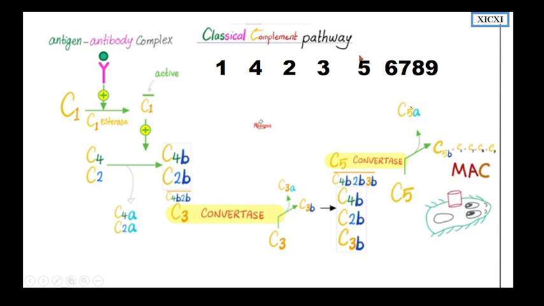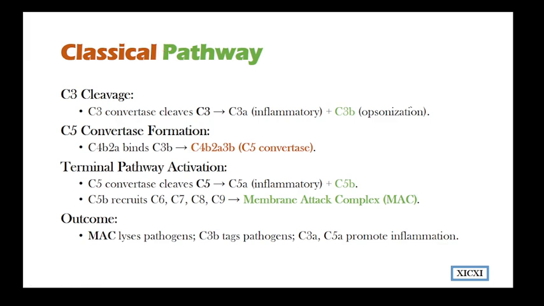This C5 convertase is going to activate C5 into C5a and C5b. C5b, we're going to continue in the pathway. Now C5b will recruit other complement proteins 6, 7, 8, and 9. So with the help of 1, 4, 2, 3, 5, 6, 7, 8, 9, you can summarize this classic pathway in short. This is very, very easy. Take time and review. You should keep in mind that to activate this classical complement pathway, you should have an antigen-antibody complex. So let's have a look at the steps.